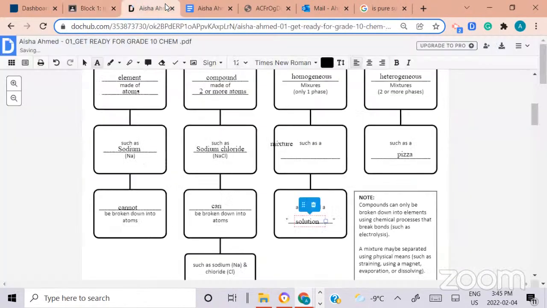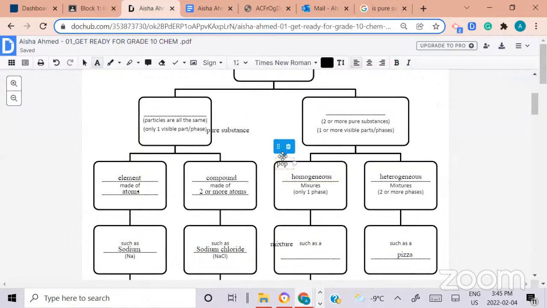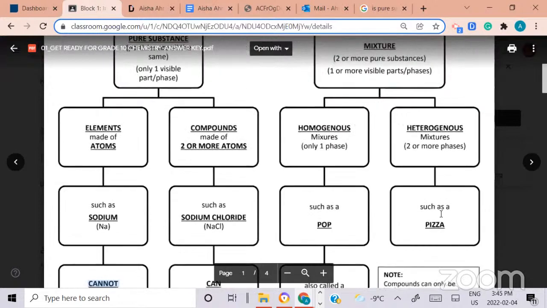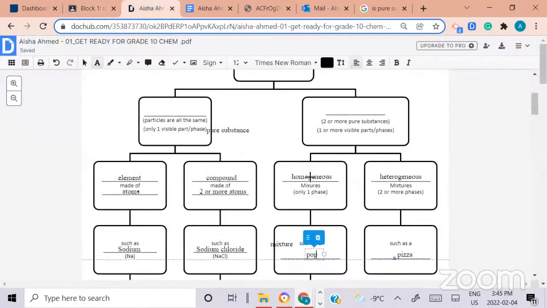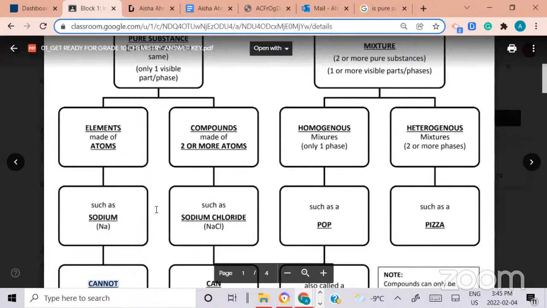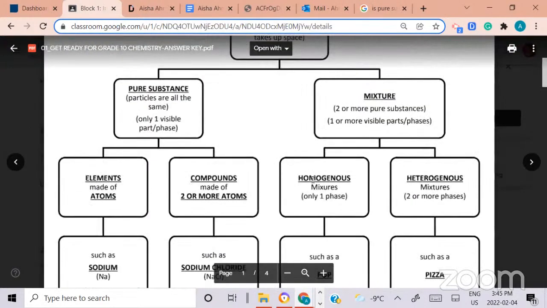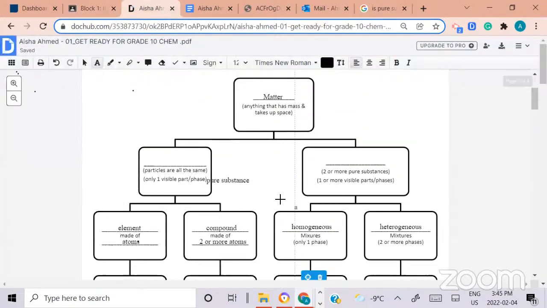Okay, anyways, but we got that going. Pop, right? I moved it, but it was right. Pop. And beside it should be pizza. Yep, pizza. And where does the word pure substance go? Pure substance goes here, up there.